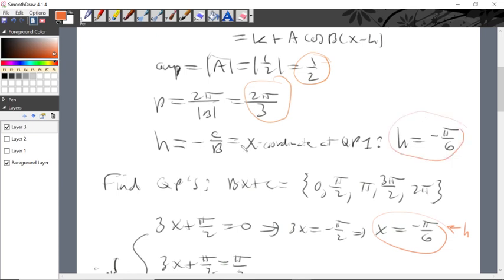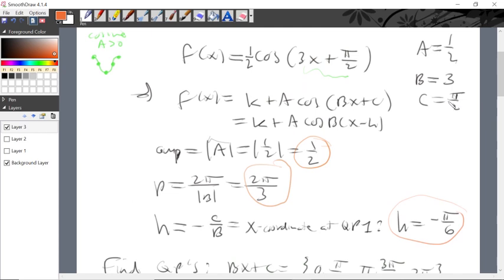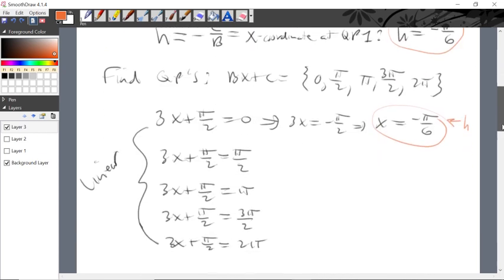If you want, you can check with this formula, negative c over b. What was c? C was pi over 2. So negative pi over 2 divided by b, which was 3. Negative pi over 2 divided by 3 is the same as negative pi over 2 times 1/3, and that is going to equal negative pi over 6. It's the exact same value that we could have found formulaically. It's always going to be the x coordinate at quarter point 1 when you follow my strategy.